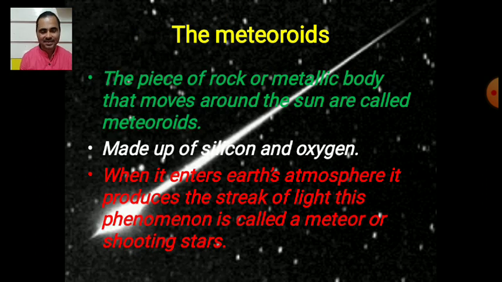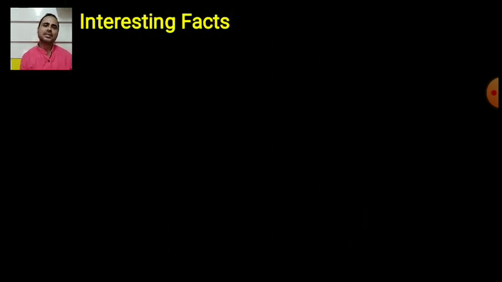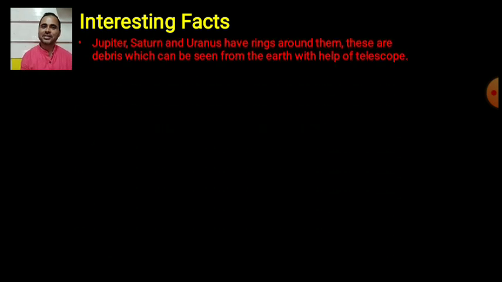Is it clear? Okay. So this is all about the chapter, the sun and the solar system, the earth in the solar system. Now the chapter has some very interesting facts. These are very interesting. Can you read along with me? Okay, let us see what these interesting facts are. The first is Jupiter, Saturn and Uranus. What are they?